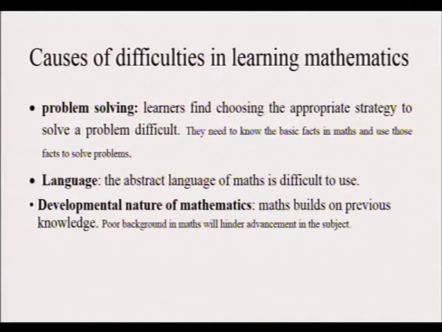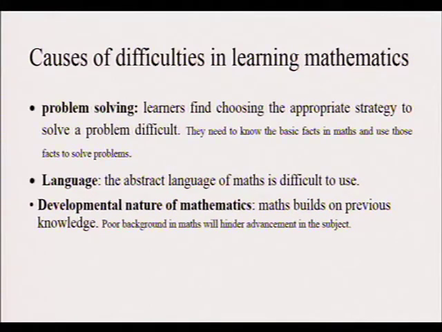Another important thing is the causes of difficulties in learning mathematics. One is problem solving. Learners find choosing the appropriate strategy to solve a problem difficult. Are we going to add? Are we going to subtract? Are we going to multiply? Or are we going to divide? What am I going to do here? That choosing a strategy sometimes is very, very difficult, especially when it comes to word problems. Sometimes learners do not understand what the statement is all about. And then they need to know the basic facts in mathematics and how to use those facts to solve problems.